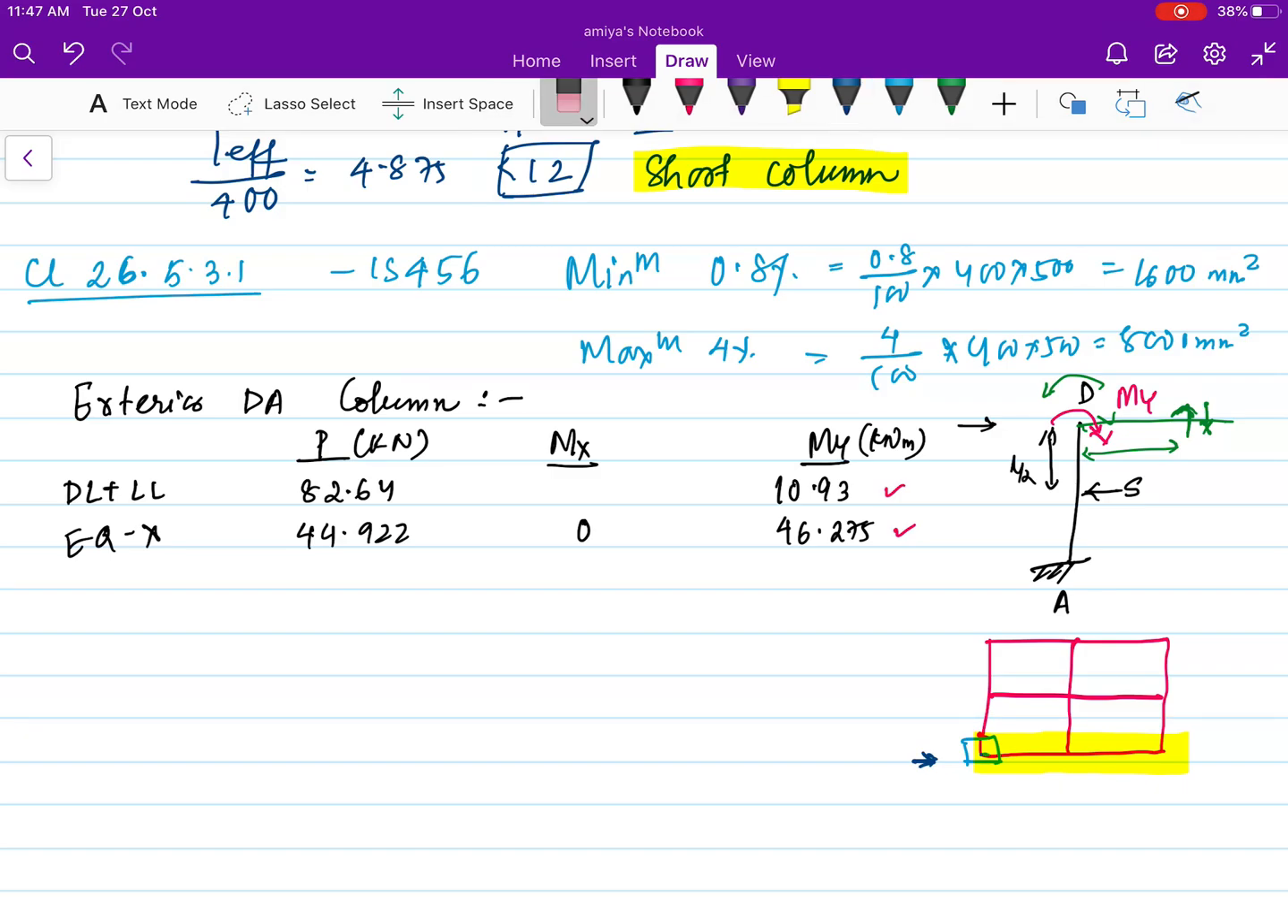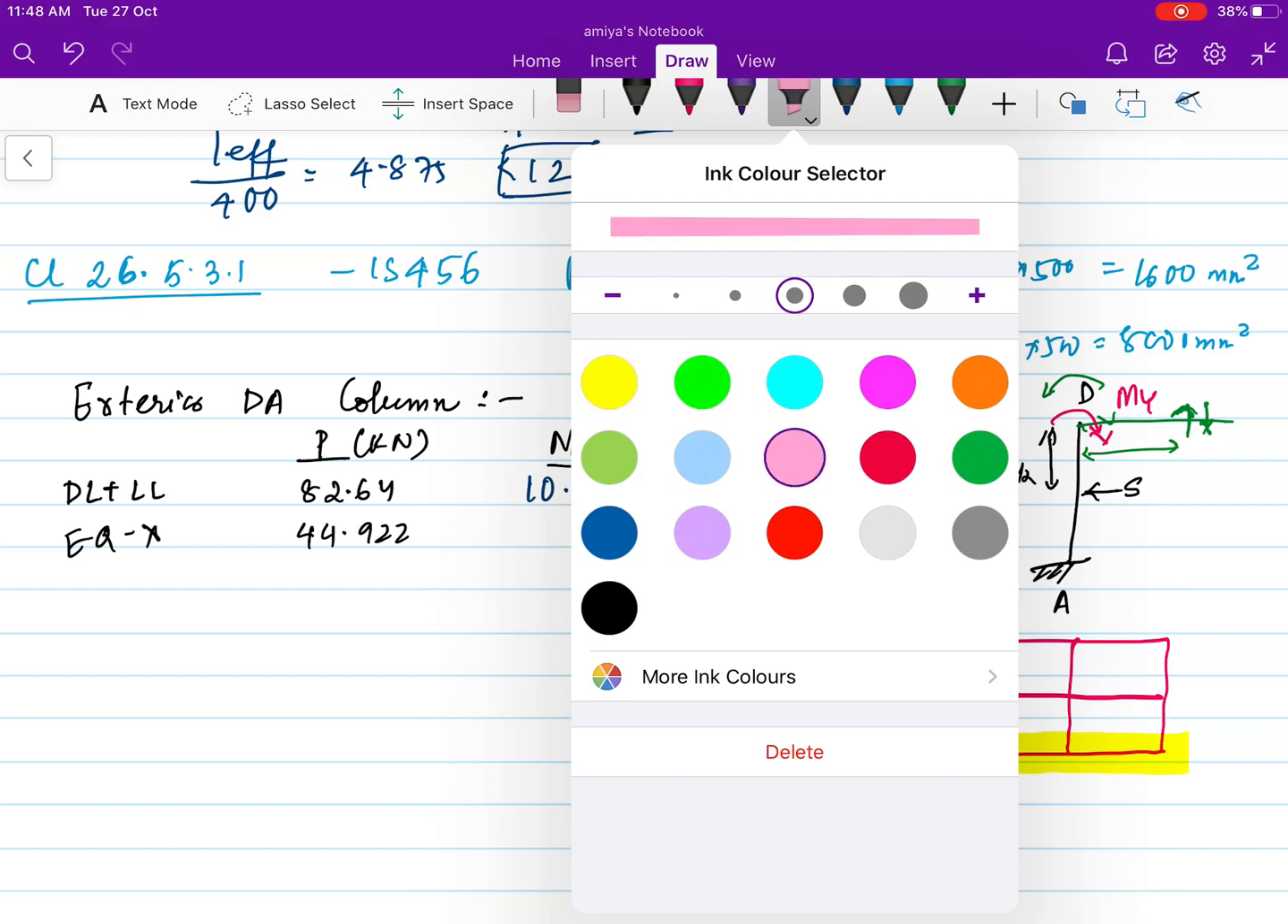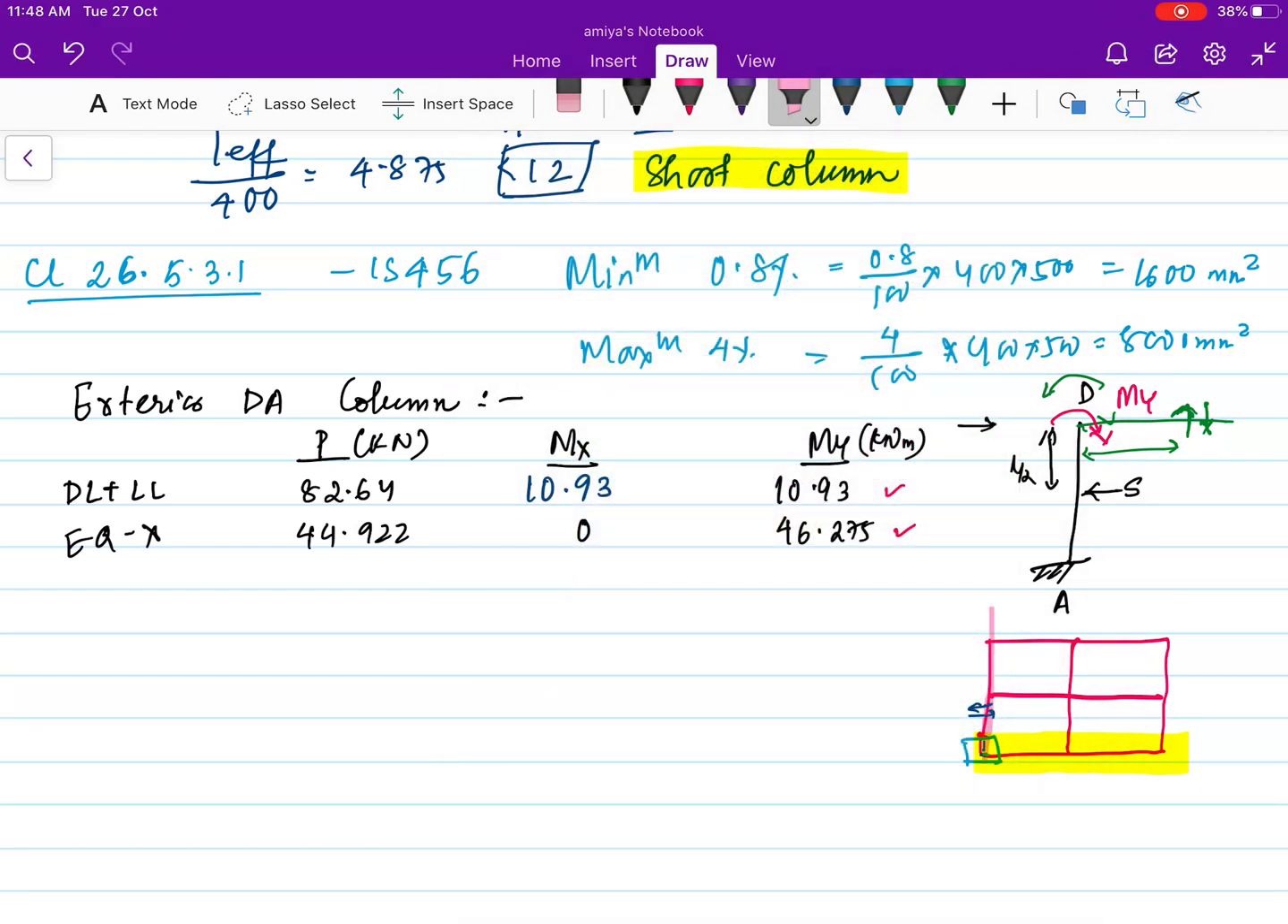But coming to dead load and live load, we will also have forces in this beam. So from this beam also the moment will come. So this will come same 10.93, because our spans are different. So if you are analyzing this direction, you will also get force in Mx. Okay, so that's why I'm putting 10.93 in Mx.